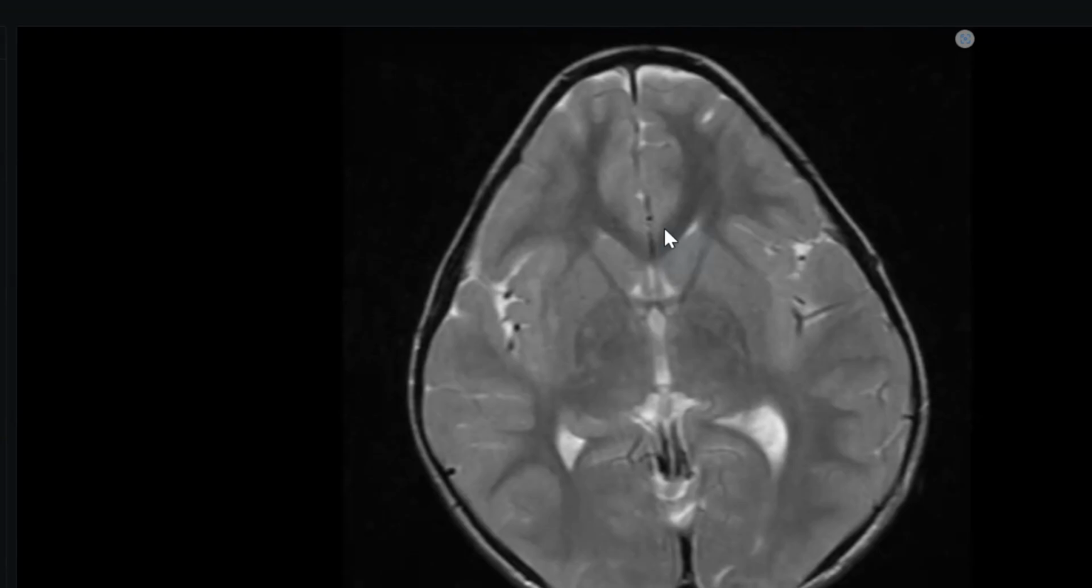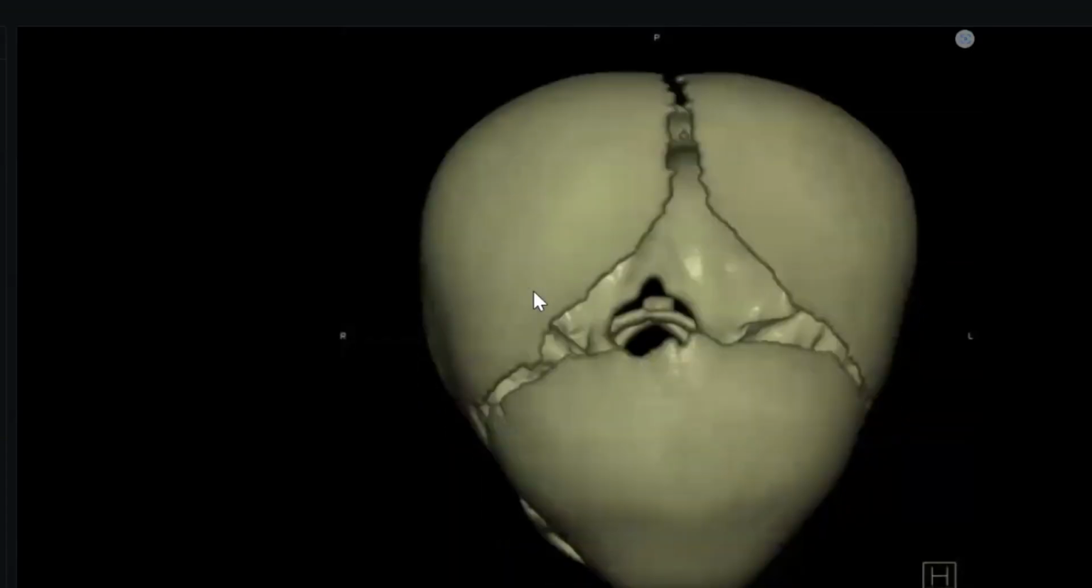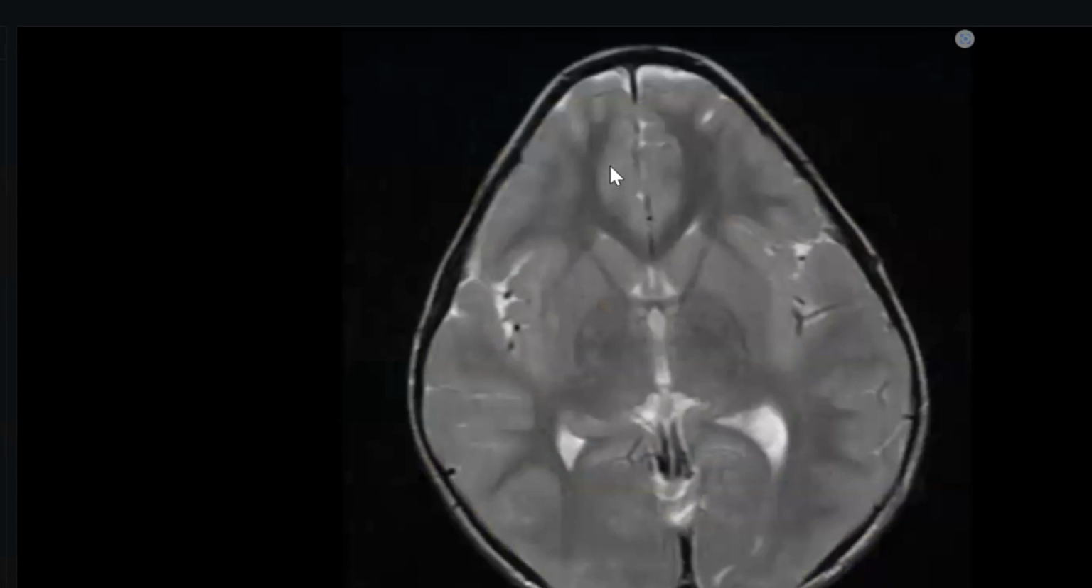Not boat shape. If I show you the 3D, there is fusion of this suture. This one, metopic. So, metopic, excellent. So, this is a trigonocephaly. And this is another criterion of pycnodysostosis.